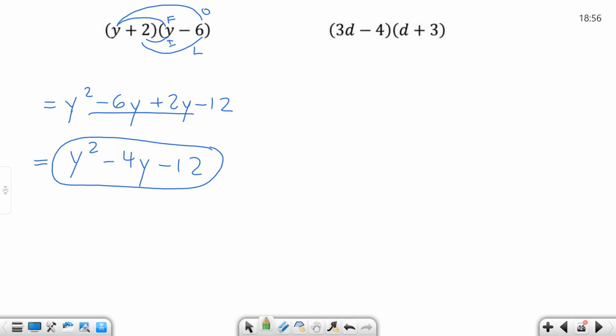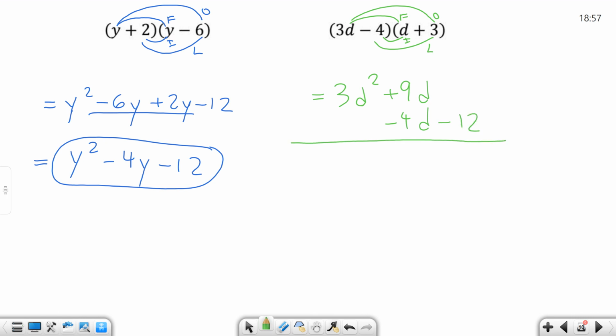3d minus 4 times d plus 3. First, outer, inner, last. 3d times 3d is 3d squared. Then you get 3d times plus 3 is plus 9d. And then you get negative 4 times d. And this time I'm going to write it vertically. That one was horizontal. This is vertical this time. And then negative 4 times 3 is negative 12.